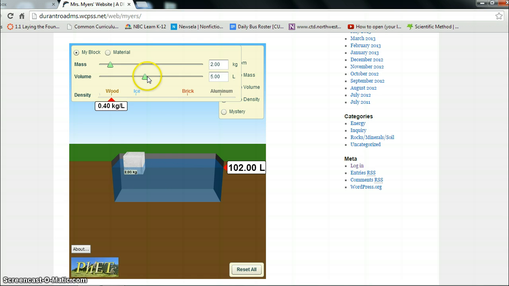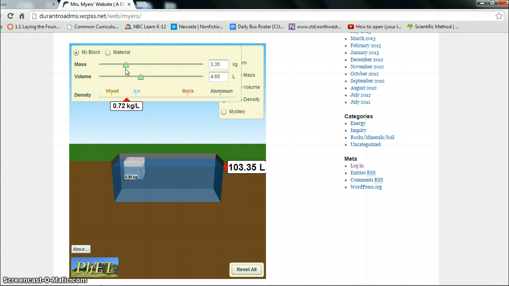But to answer some of those questions, you're going to be toggling some things back and forth to show what happens to the block if you change the volume. And you can see if you take it all the way to the right, it floats even higher to the surface. And there are questions here, following your instruction sheet, about what you do by moving these things back and forth.